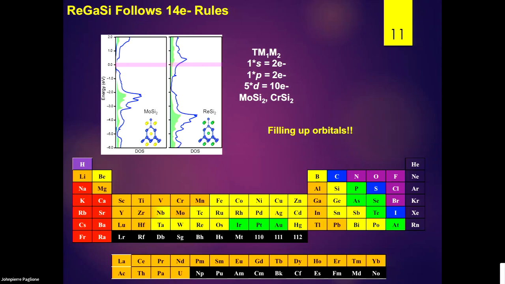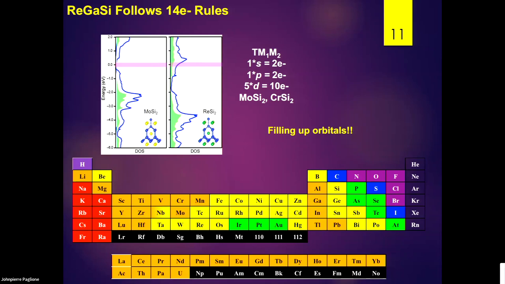And we don't know, right? Silicon usually forms 4-, but the molybdenum could be 8+. That's impossible, right? So if we study the band structure, we figure out that for molybdenum silicide and chromium silicide, we need to fill up 7 orbitals. Then there will be a big gap. And this 7-orbital total has the valence electron count of 14. Okay, so that's the 1s, 1p, 5d.